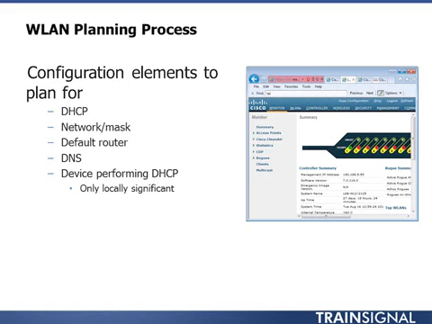If I set up an external DHCP server, then I need to use option 43 to make sure that not only can the access point get an IP address, but it can get the management IP address and the AP manager IP address as well. So then it knows how to find the wireless LAN controller. I want to think about my network IP addresses and masks that I want to assign, and where my default router is going to be.